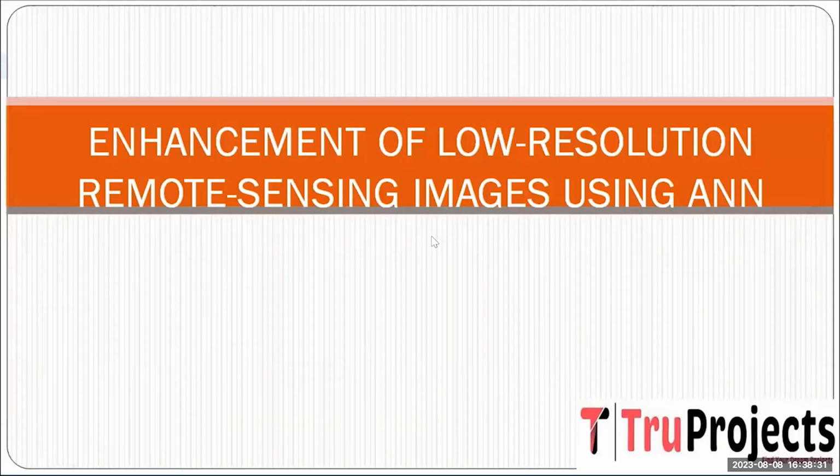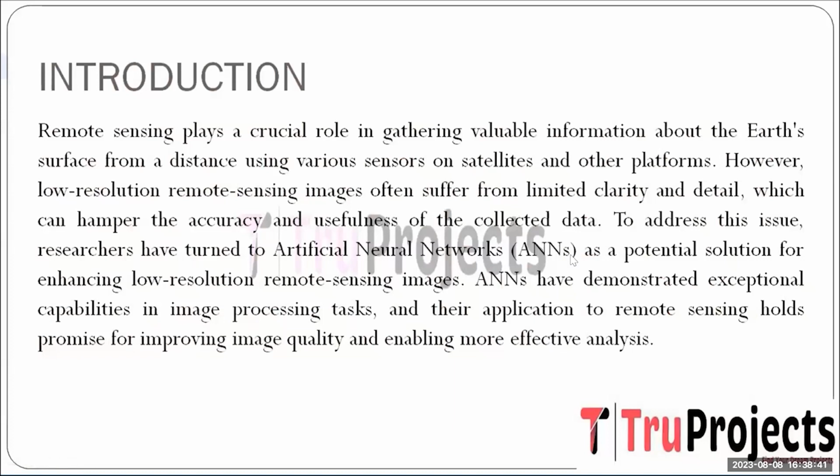Video, we are going to explain about a project titled Enhancement of Low Resolution Remote Sensing Images using ANN. Remote sensing assumes a pivotal role in amassing vital insights about Earth's surface through sensor-equipped satellites and platforms. Yet the efficacy of low-resolution remote sensing imagery is often compromised by its inherent lack of precision and intricate details, potentially undermining the data accuracy and utility.